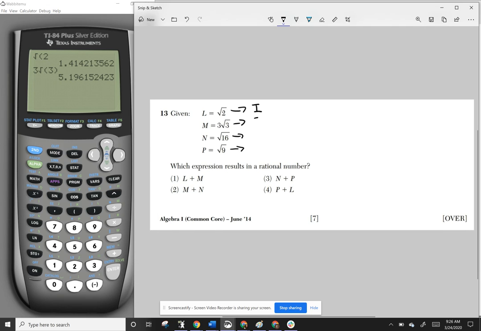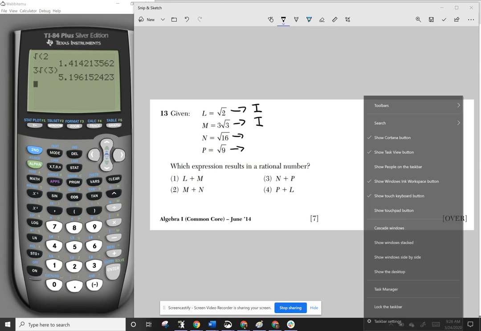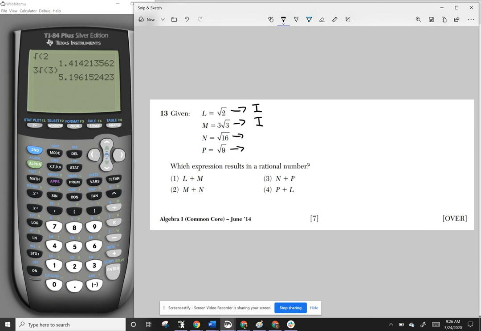This is irrational. And I can check the next two in the graphing calculator, but we know that the square root of 16 is just 4, and the square root of 9 is just 3. So those are going to be rationals because they're just whole numbers. Okay, so for each one of these, we're going to be adding 2 of these. For number 1, we're going to get irrational plus irrational, which is not always rational.